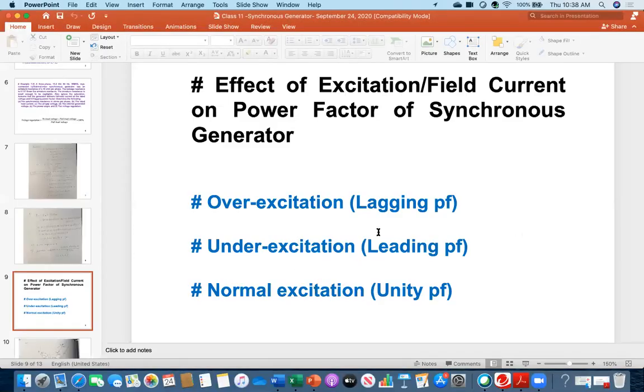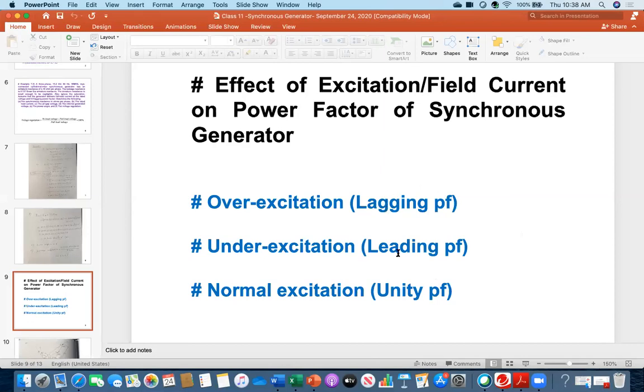So therefore, once again, go back there. What I was explaining is the effect of excitation, of field current, on power factor. How is the power factor governed? In other words, if the power factor is lagging, then that is the overexcitation case. Overexcitation means you have to provide a very high value of the field current or the magnetic flux, phi. That is the meaning when it is lagging power factor.